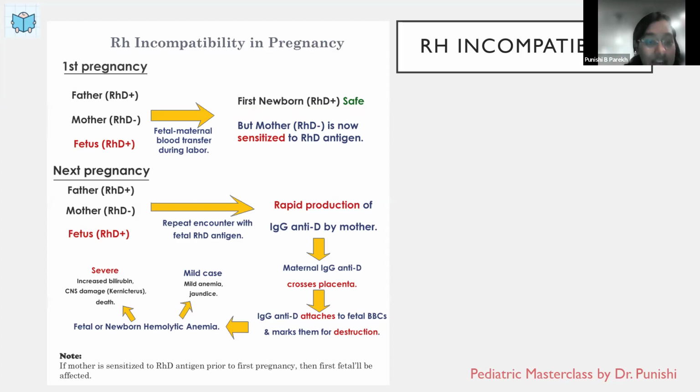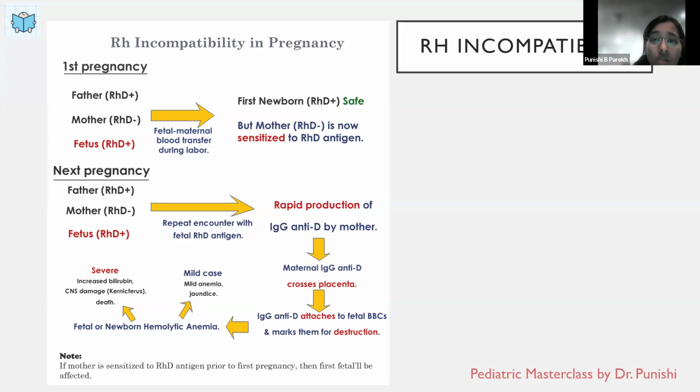So let's take this scenario where the father is Rh positive and the mother is Rh negative. Let's say they have a fetus who's Rh positive. The first fetus is Rh positive here. During the time of delivery, there's some amount of feto-maternal blood transfer that happens during labor and blood loss. So a small amount of the fetal blood enters the maternal circulation. The fetus is Rh positive, the mother is Rh negative.